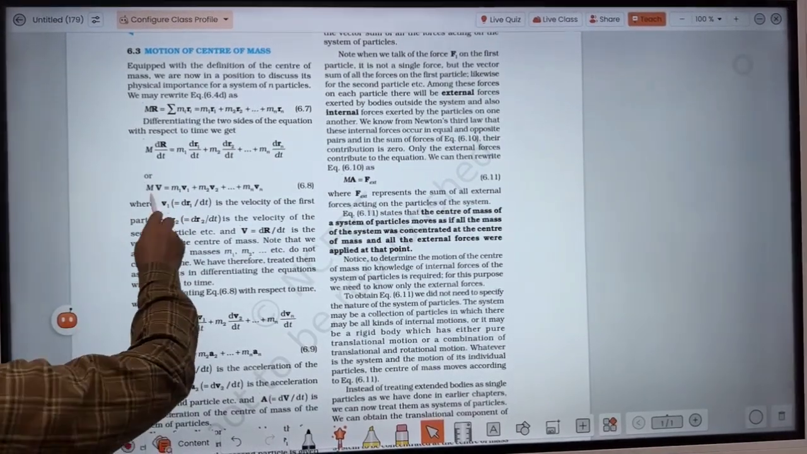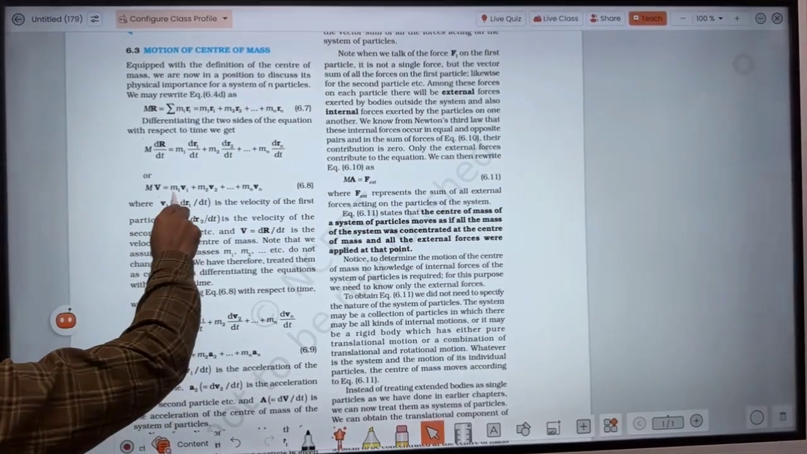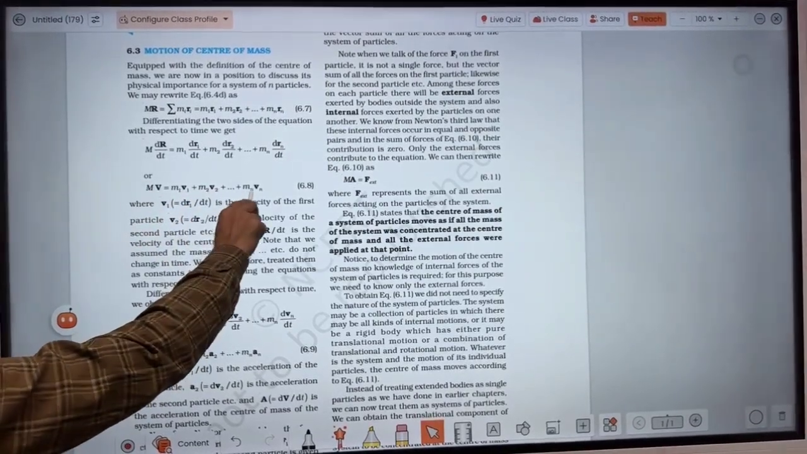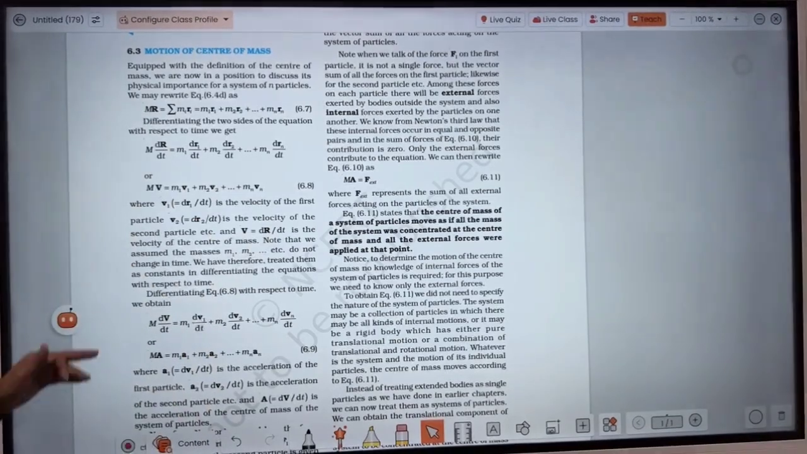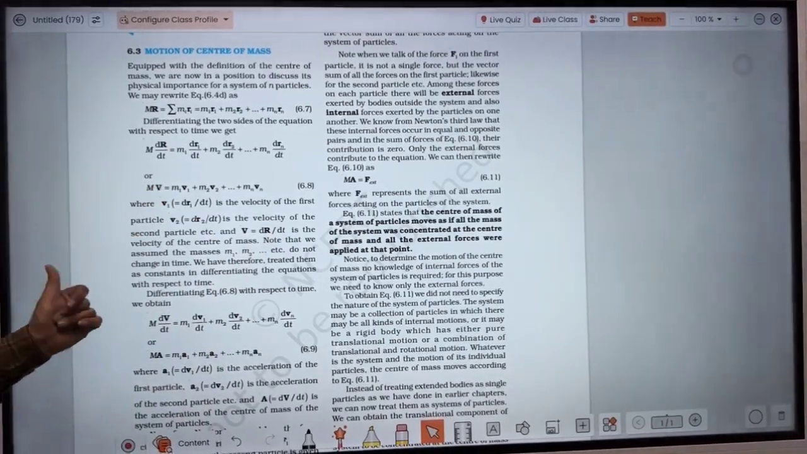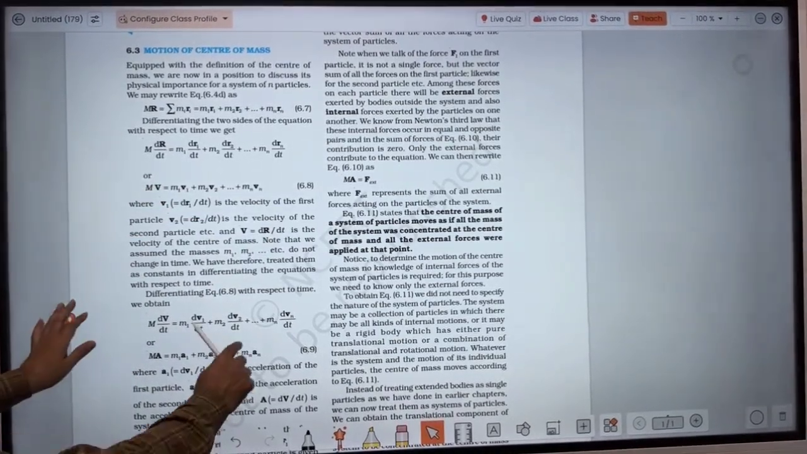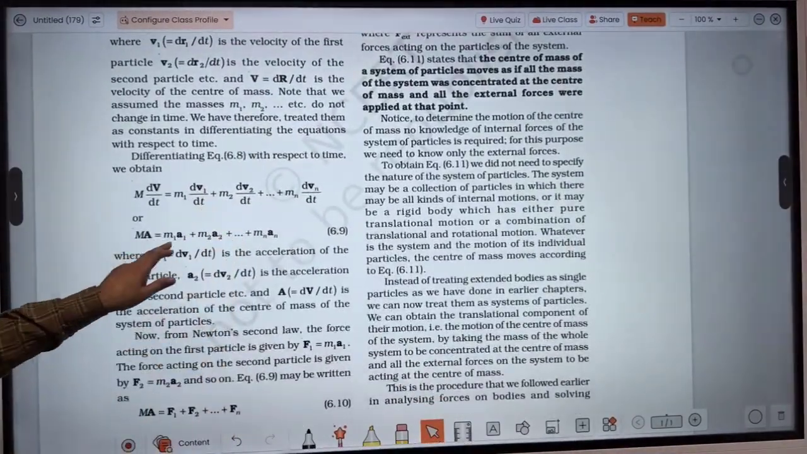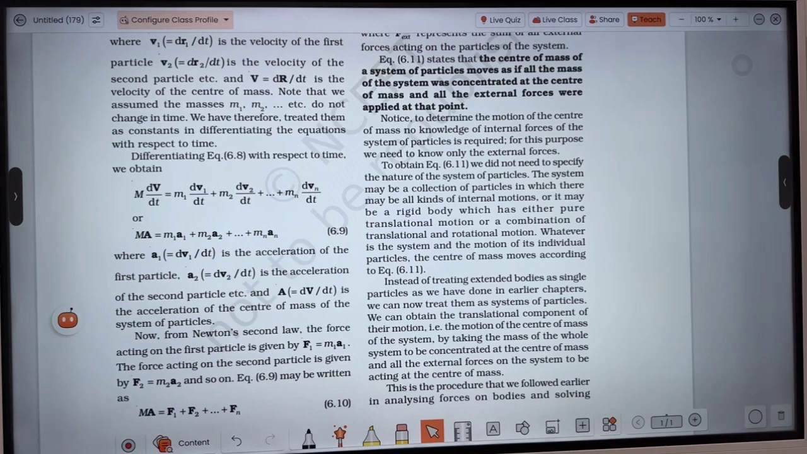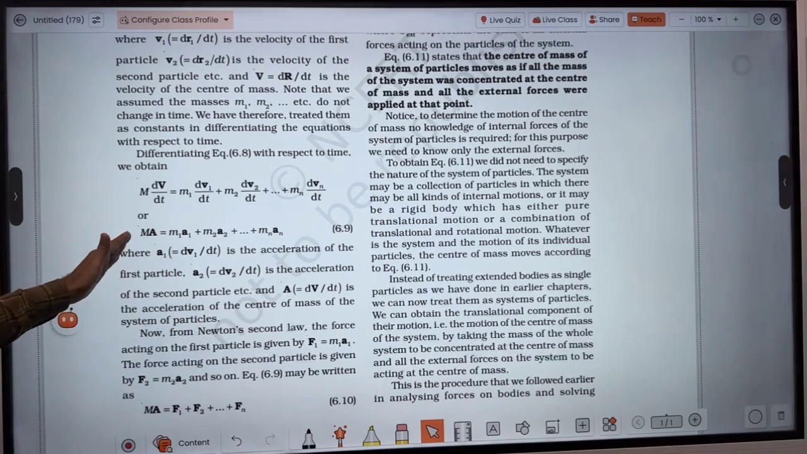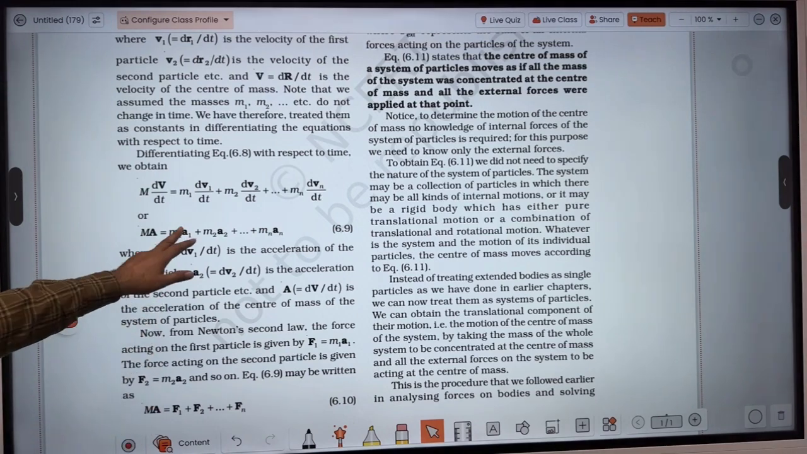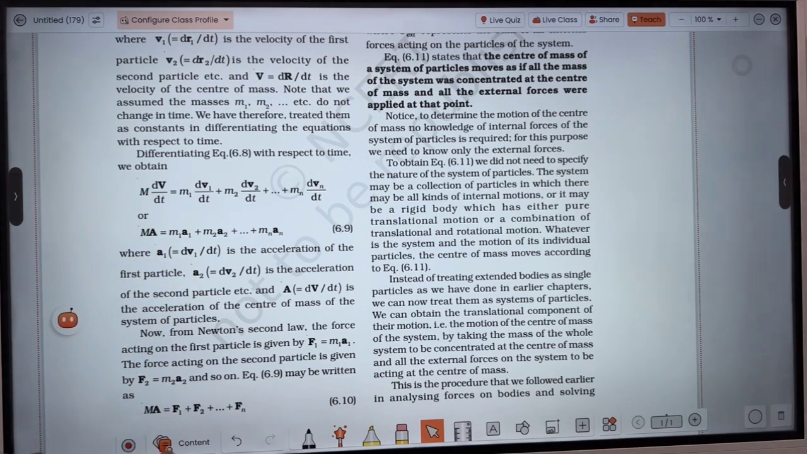So here further we differentiate, we write it m dv/dt equal to m1 dv1/dt plus m2 dv2/dt plus ... plus mn dvn/dt. So dv/dt is acceleration. So what we get? We have got ma equal to m1 a1 plus m2 a2 plus ... mn an. So this is force, right? So ma equal to, here first force F1, then F2, plus Fn.